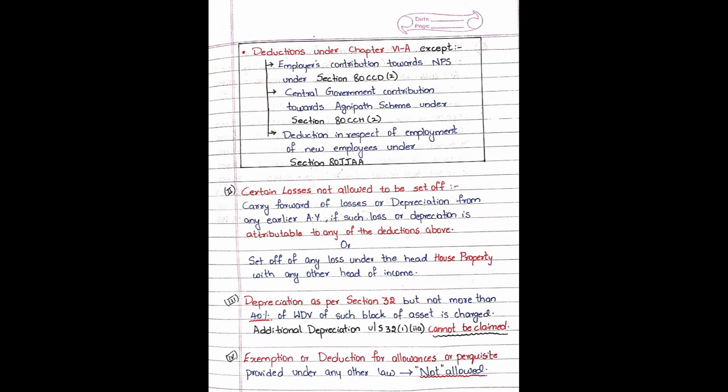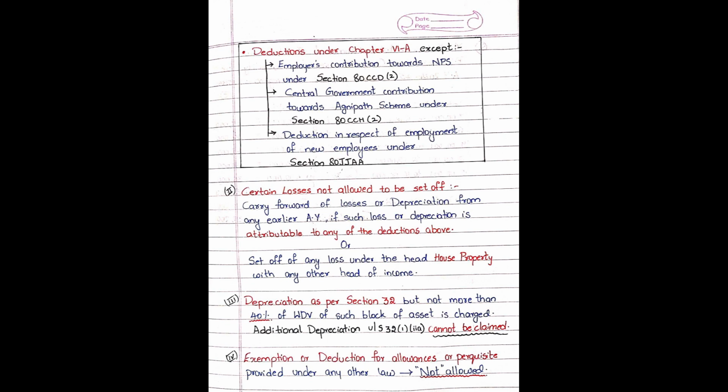Also, under the normal provisions of the Act, deductions under Chapter 6A are claimed. But under the default tax regime, deductions from 80C to 80U that are mentioned under Chapter 6A are not allowed to be claimed. But there are exceptions. There are 3 deductions which can be claimed under the default tax regime.